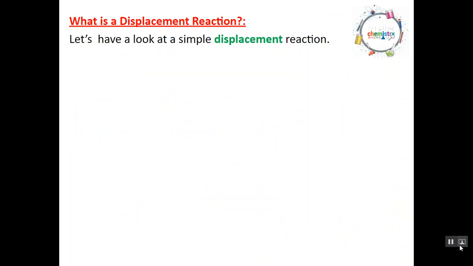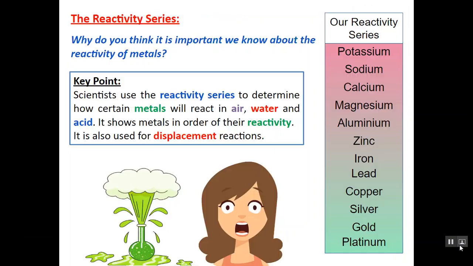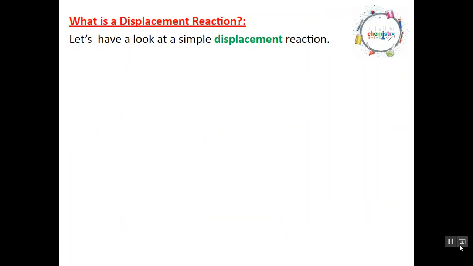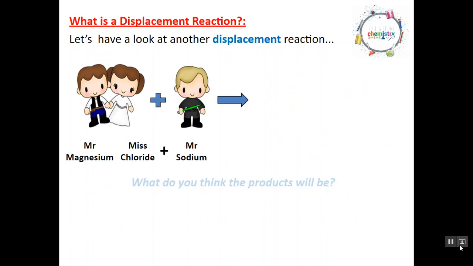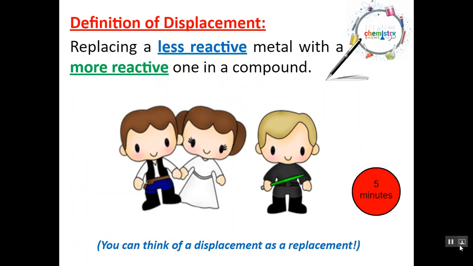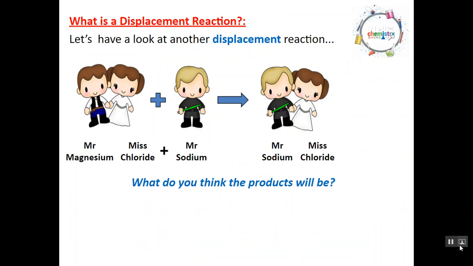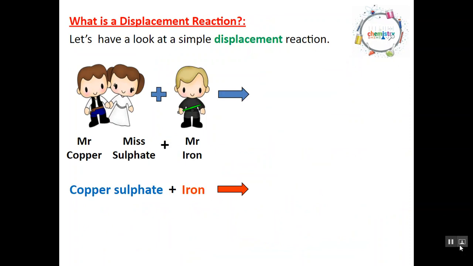On the next page, we're going to look at something called a displacement reaction. You're going to have to refer back to your lovely reactivity series to do this. A displacement reaction is when a more reactive metal replaces a less reactive metal in a compound. If something's more reactive and higher up the reactivity series and it sees a less reactive metal that's got something it wants, the more reactive metal can basically kick it out and take what it has. Let's go through that using my little examples here of Star Wars characters.